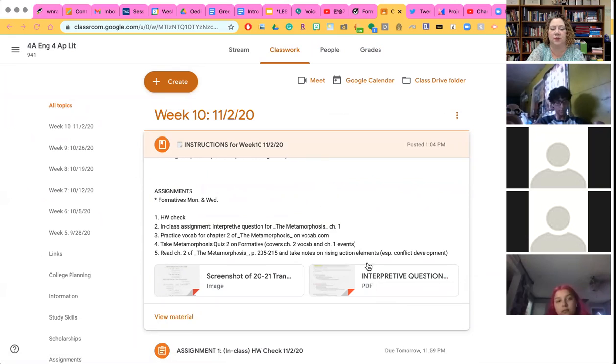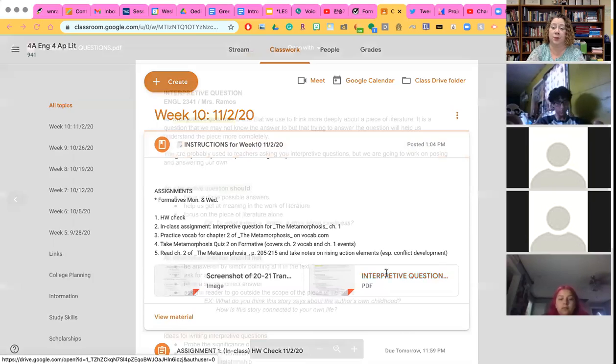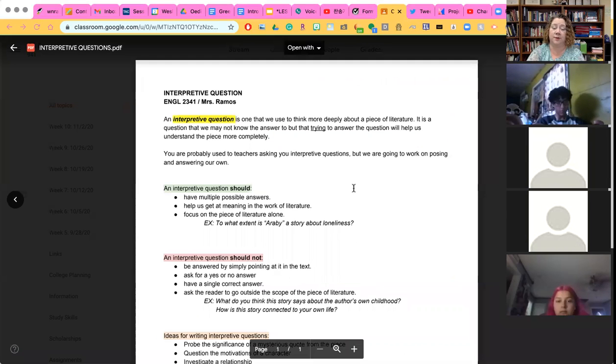But click right here. This is on the instructions part. I want to teach you how to write an interpretive question. And then the in-class assignment before you leave today is to go in and write your interpretive question from chapter 1 and answer 2 questions of 2 classmates. So it's about chapter 1 of the Metamorphosis, which you should have read for today. Click right here where it says interpretive question, or I'm going to bring it up here on the screen.